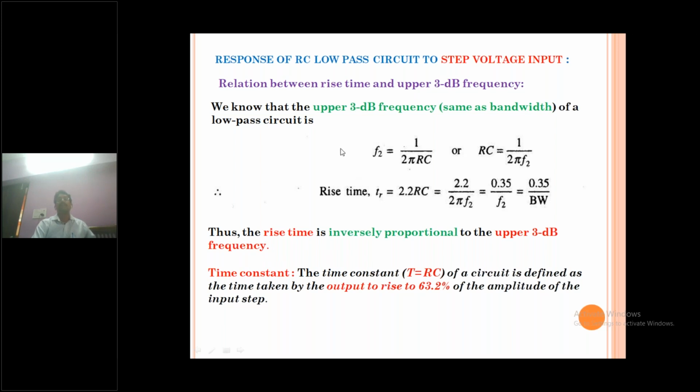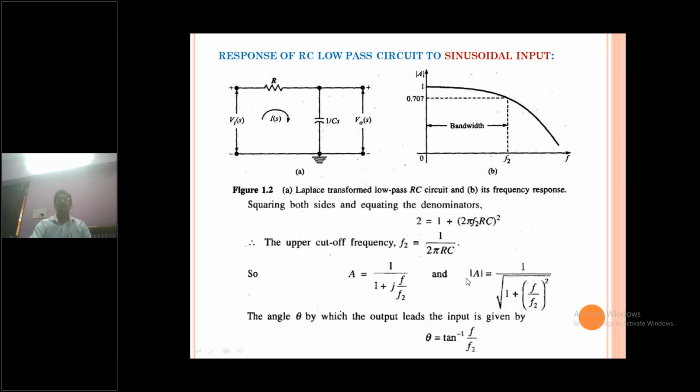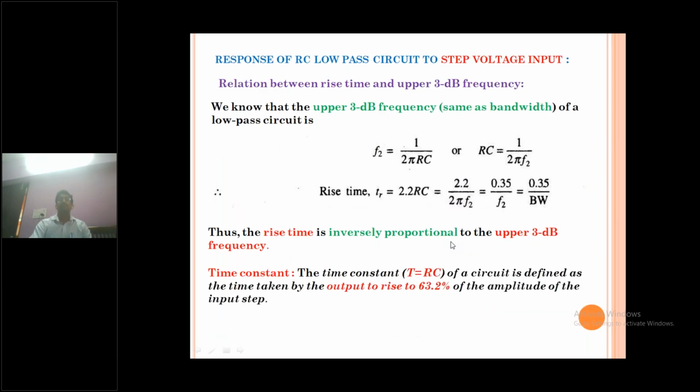And next, one of the important relations: the relation between the rise time and the upper 3 dB frequency. We know that the upper 3 dB frequency F2 is 1 by 2 pi RC. You already derived this, where you applied a sinusoidal input. Now I am using this and substituting in the rise time. Rise time TR equals 2.2 RC, and RC equals 1 by 2 pi F2, so the rise time TR equals 0.35 by F2.